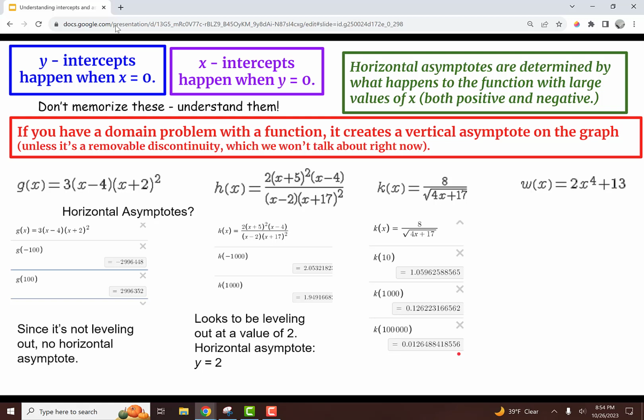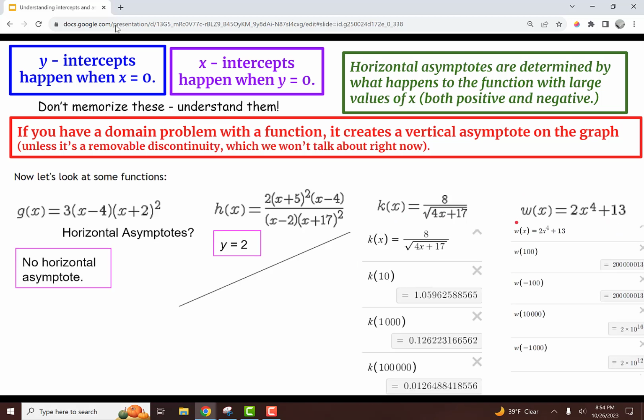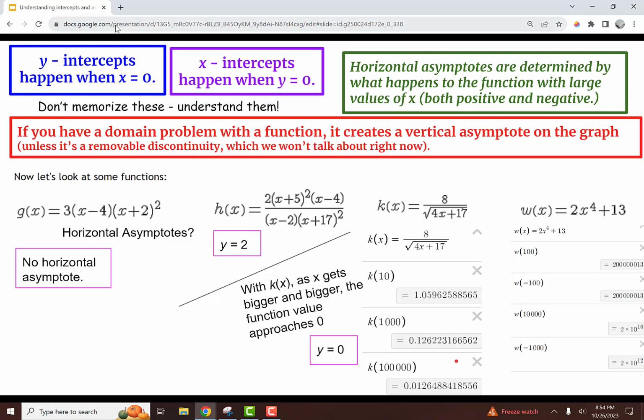And here are big numbers that I've plugged in for k. We'll talk about them in a second, and the same thing for w. And let's talk about what that means for both of those. So for k, you see how it's getting smaller and smaller, but it's not ever going to be negative. That has a horizontal asymptote at y equals 0.